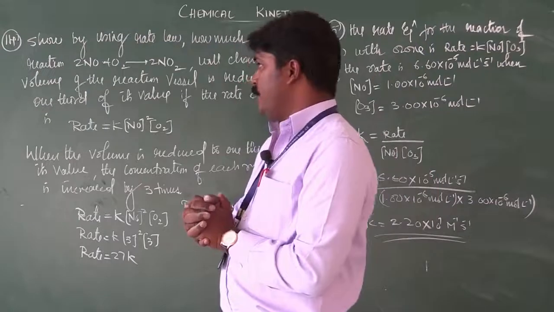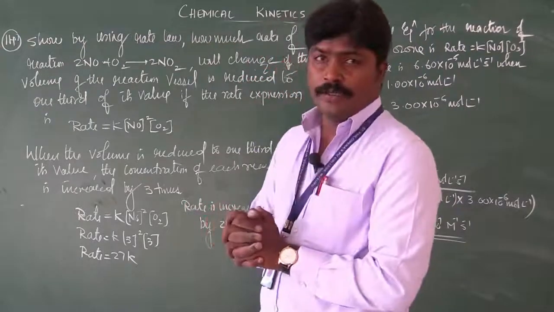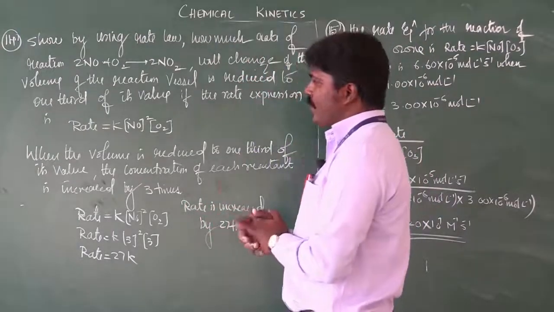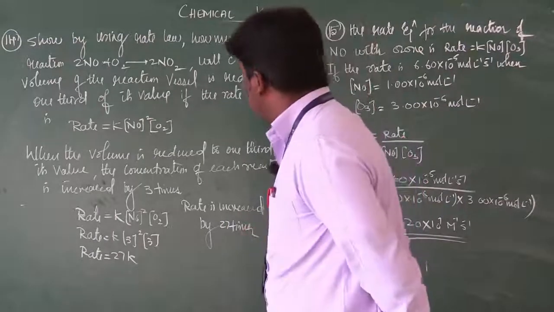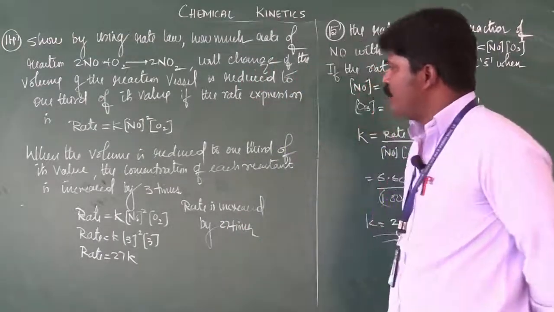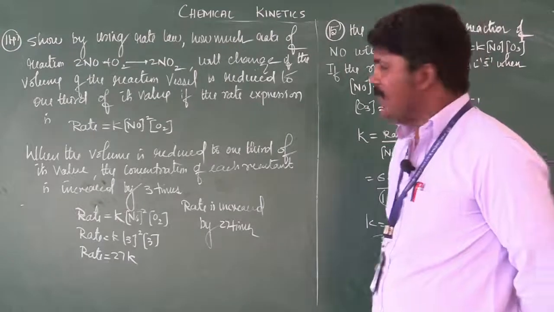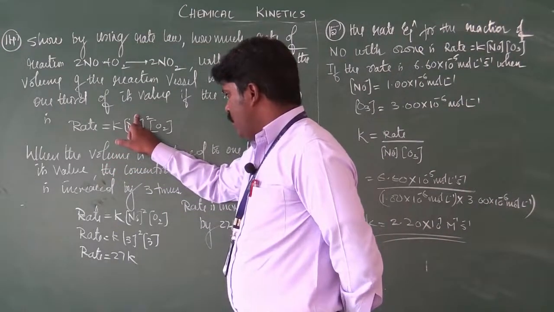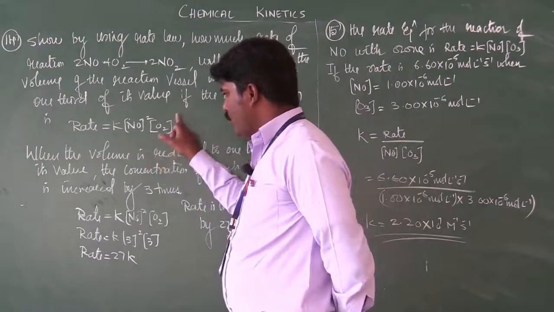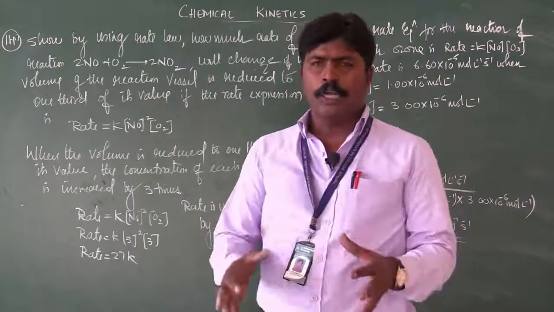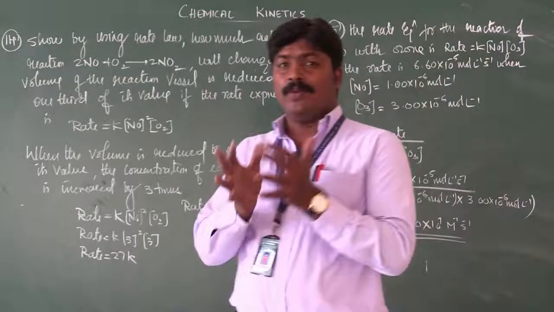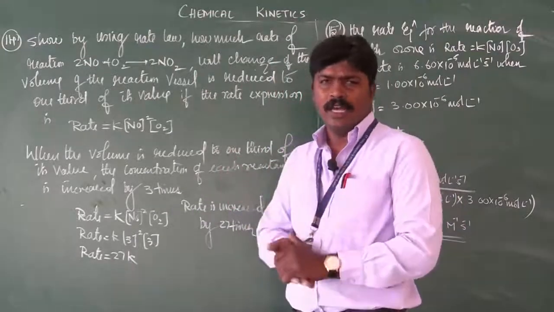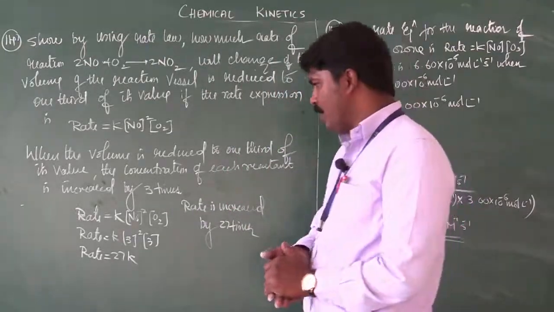How much will the rate of reaction, 2NO, nitrogen monoxide, with oxygen giving nitrogen dioxide, 2NO₂, change if the volume of the reaction vessel is reduced to 1/3 of its value? The rate expression is rate is equal to K[NO]²[O₂]. Now remember, when the volume of the vessel decreases, concentration increases. So we'll come to that point later.